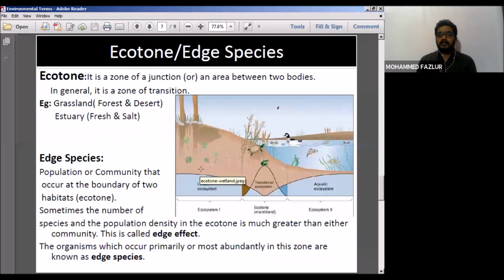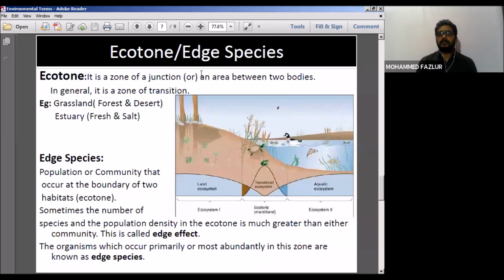You call this junction a zone, that is, a transition zone. So we call it a tone. Zone is nothing but a tone. This tone is ecotone. So in this area there are edge species. That means the population density of the species, when compared to a specific river water or specific sea water, at this junction the number of species is very high. For example, we can take estuaries, or grassland, which is a conjunction of forest and desert.